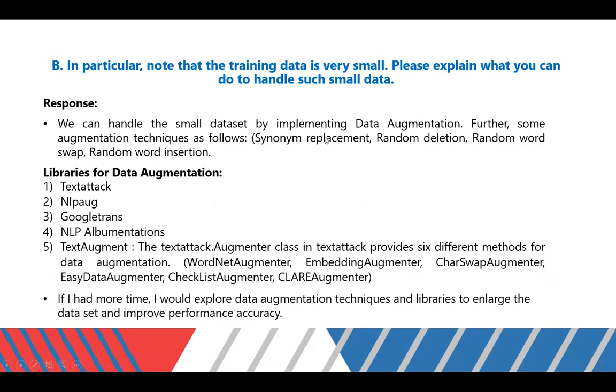In particular, note that the training data is very small. Please explain what you can do to handle such small data. So my response to this question is we can handle the small dataset by implementing data augmentation. Some augmentation techniques we can try are synonym replacement, random deletion, random word swap, random word insertion. And there are many libraries for data augmentation like TextAttack, NLPAug, and textaugment. So if I had more time, I would explore data augmentation techniques and libraries to enlarge the dataset and improve performance accuracy.